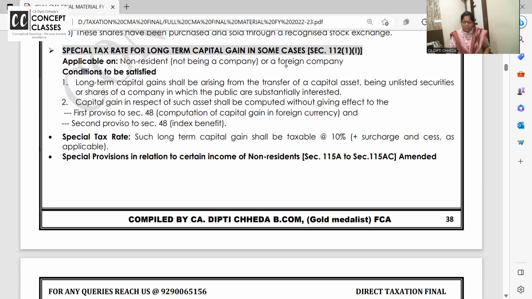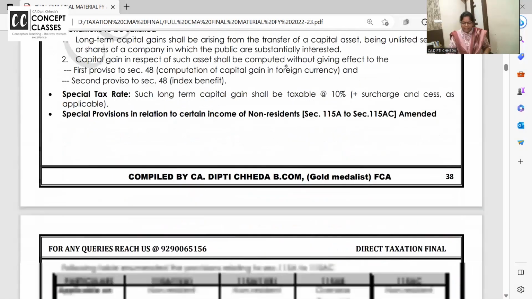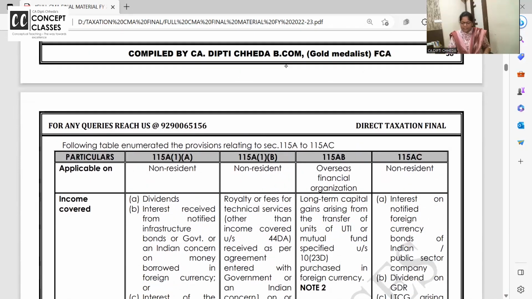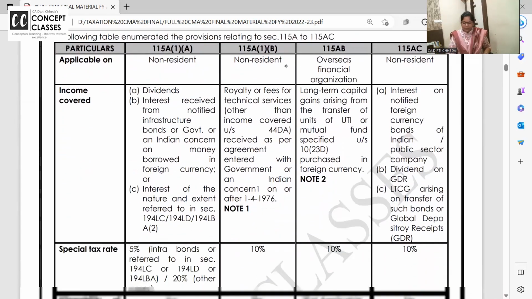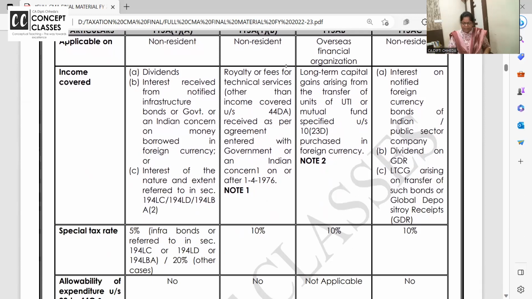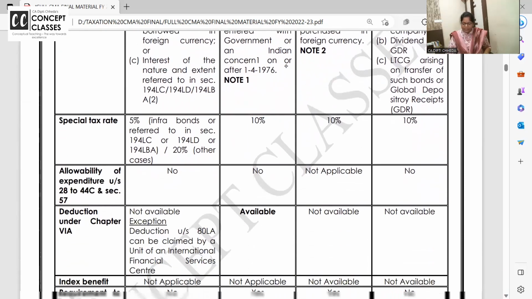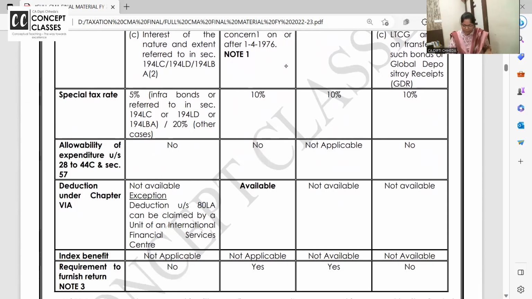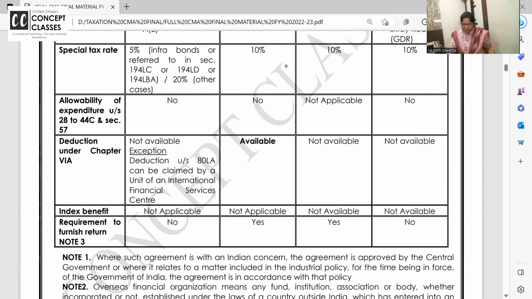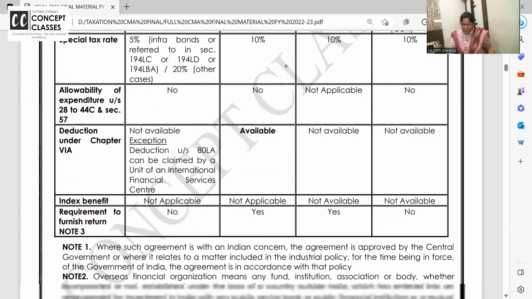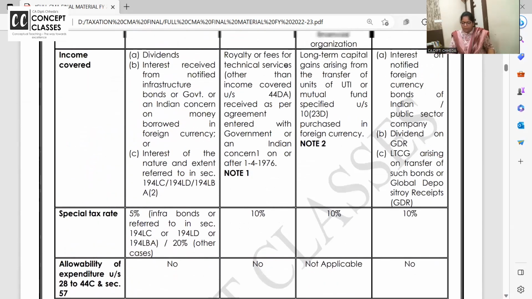Now this is an optional scheme. It is not the first proviso one. Yes, these schemes are all mandatory. Non-resident, if they are getting dividend, it will be taxable at 5%, especially infrastructure bonds and all, remaining 20%. Non-resident, if they are getting royalty income, it will be taxable at 10%. Only in royalty income, chapter 6A deductions are available, nowhere else. Indexation will not be available, and if there is royalty, you will have to file the return.